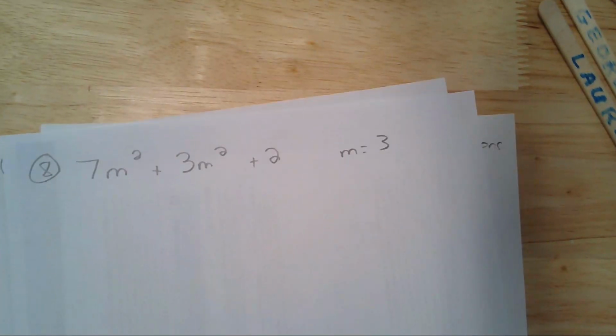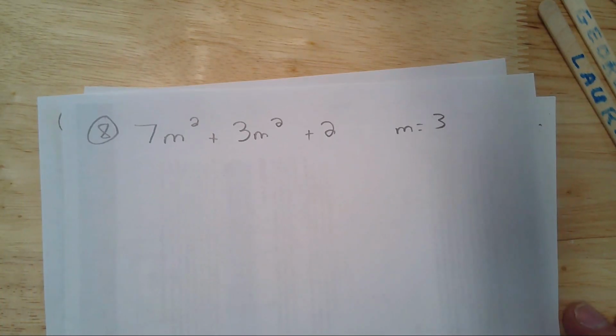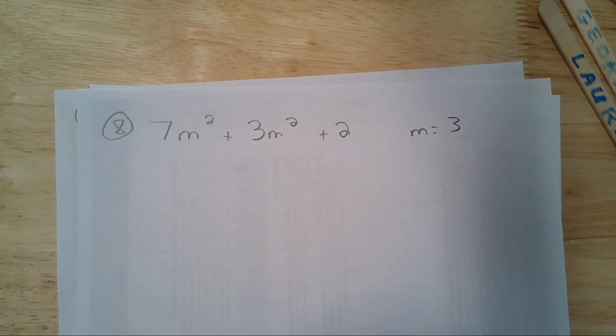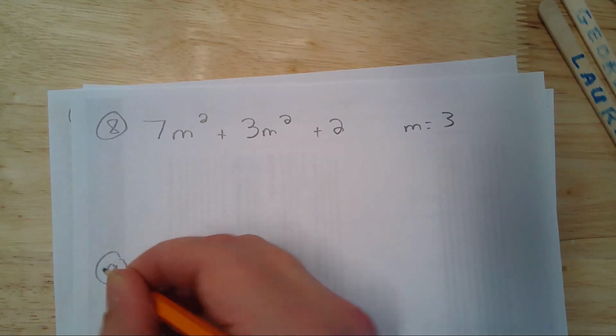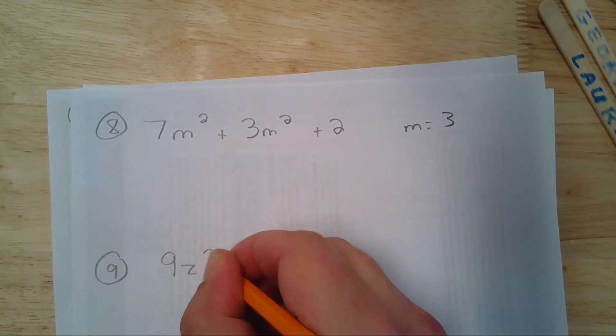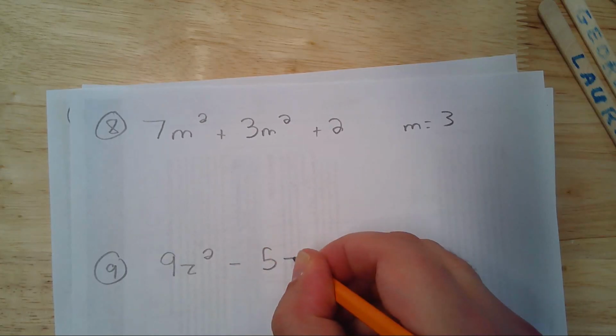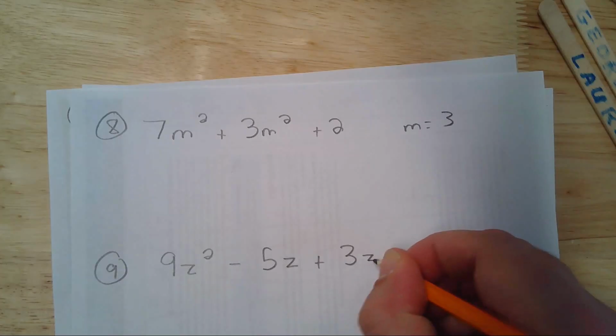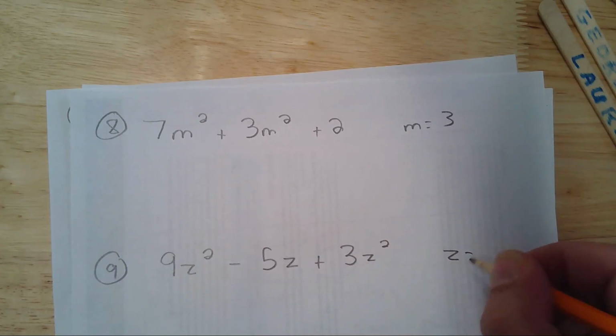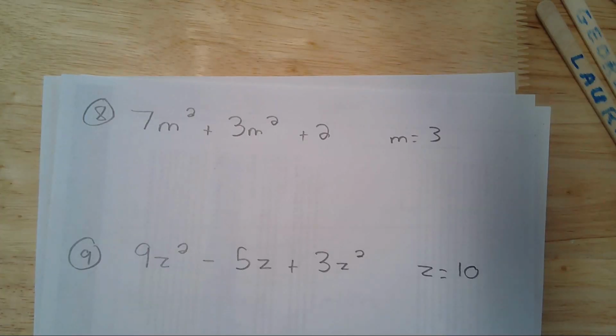Ten is a fun one too. 10 has 2 different variables in it. But 8 and 9 will get the job done. So combine like terms. What are your like terms? Combine them. Then insert the value for the variable. Solve.